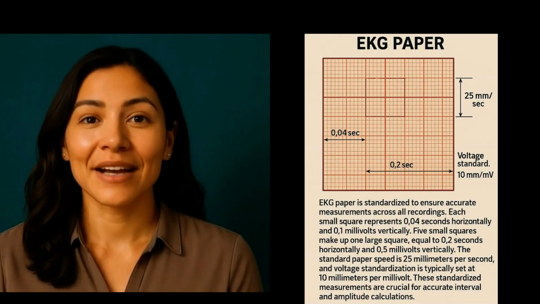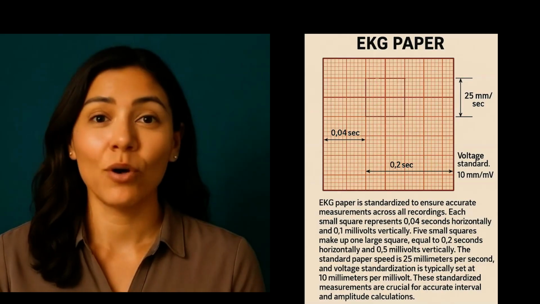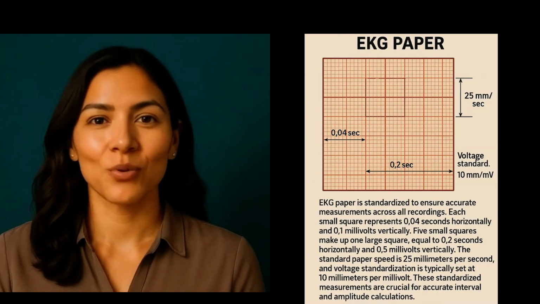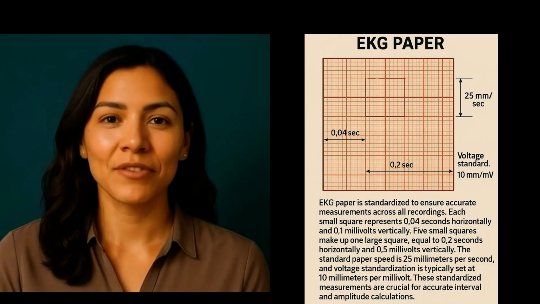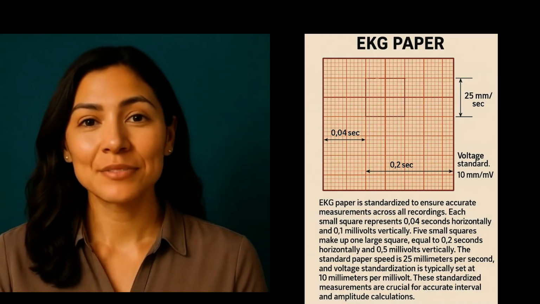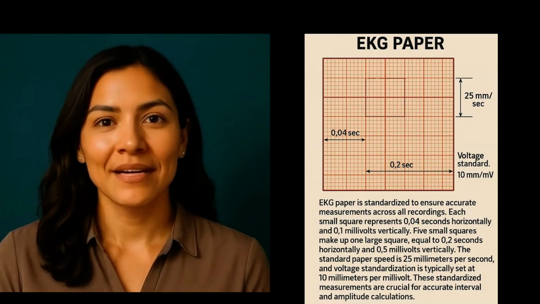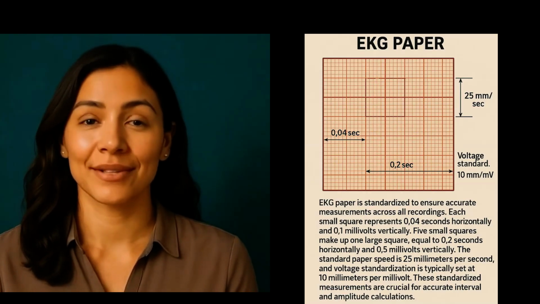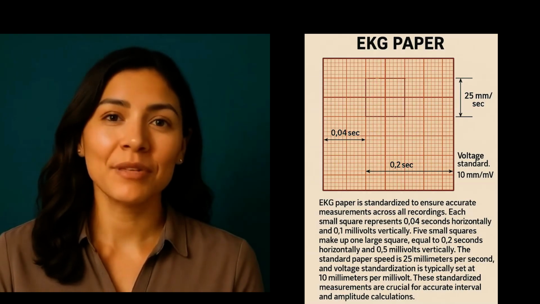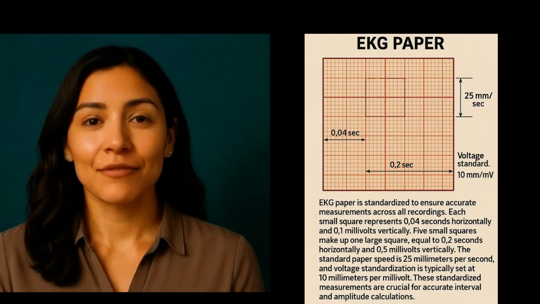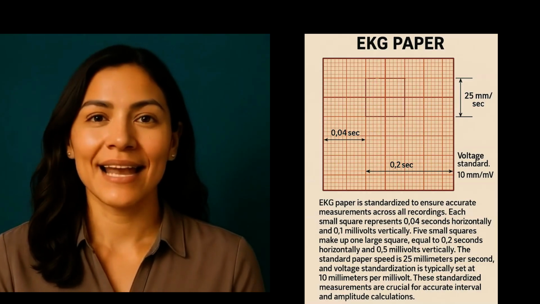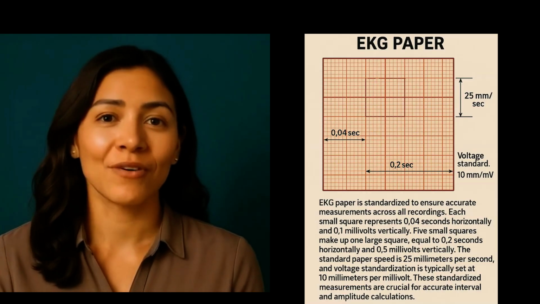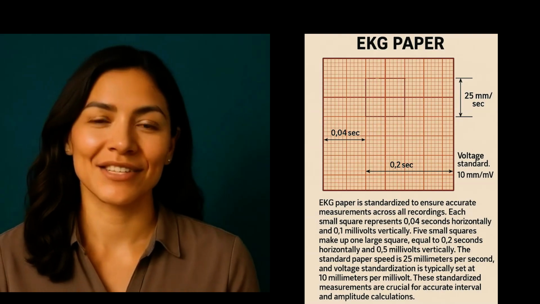EKG paper is standardized to ensure accurate measurements across all recordings. Each small square represents 0.04 seconds horizontally and 0.1 millivolts vertically. 5 small squares make up one large square, equal to 0.2 seconds horizontally and 0.5 millivolts vertically. The standard paper speed is 25 millimeters per second, and voltage standardization is typically set at 10 millimeters per millivolt. These standardized measurements are crucial for accurate interval and amplitude calculations.